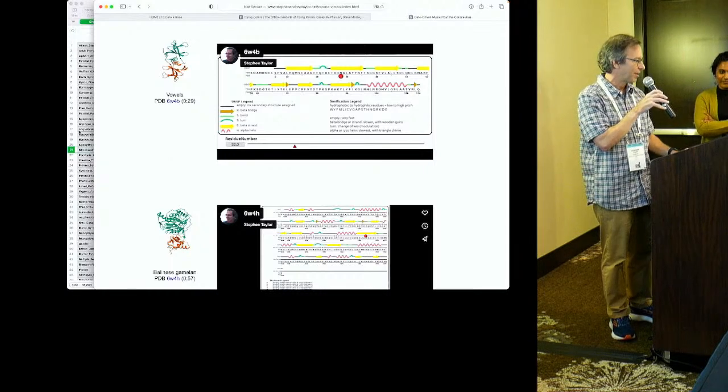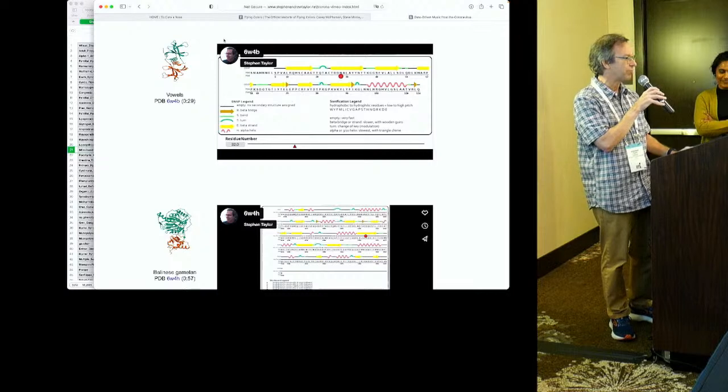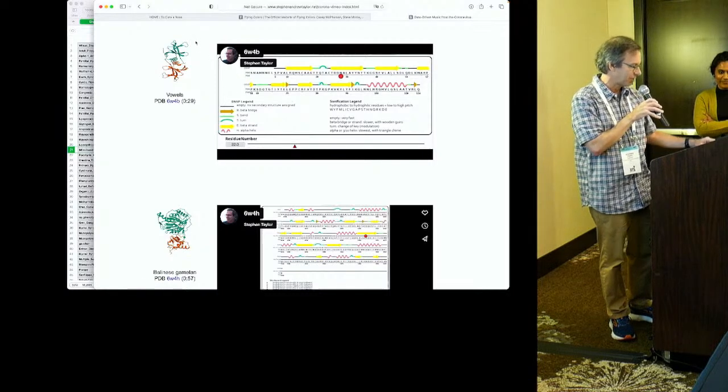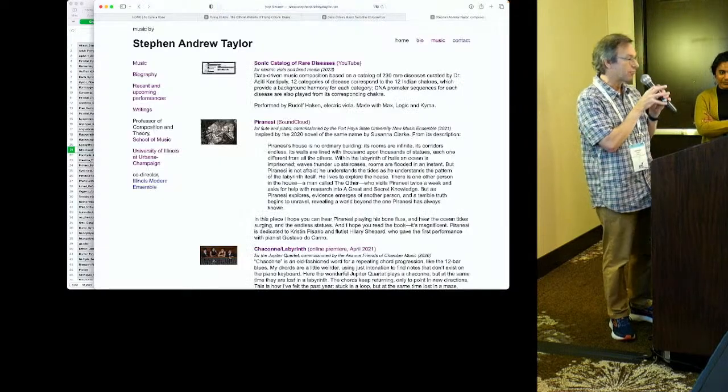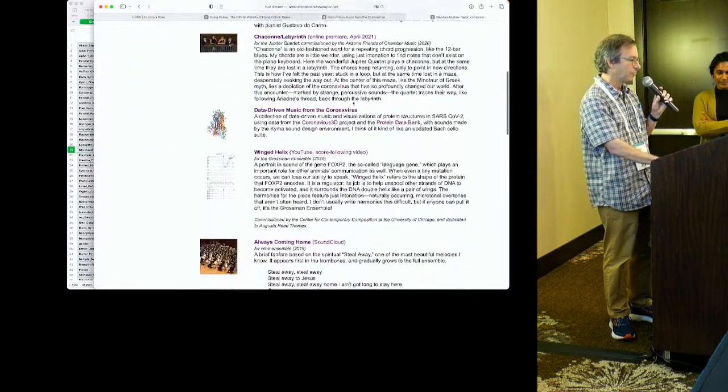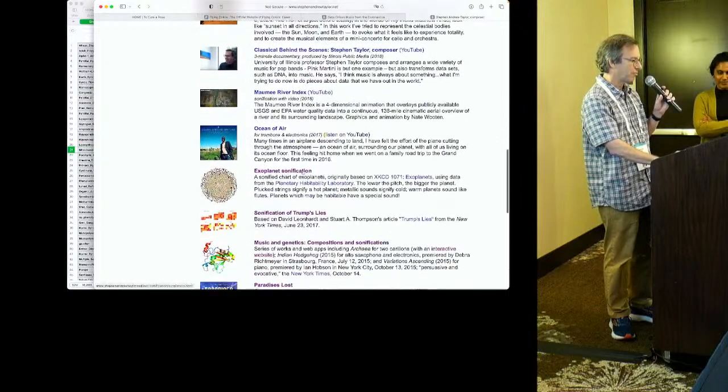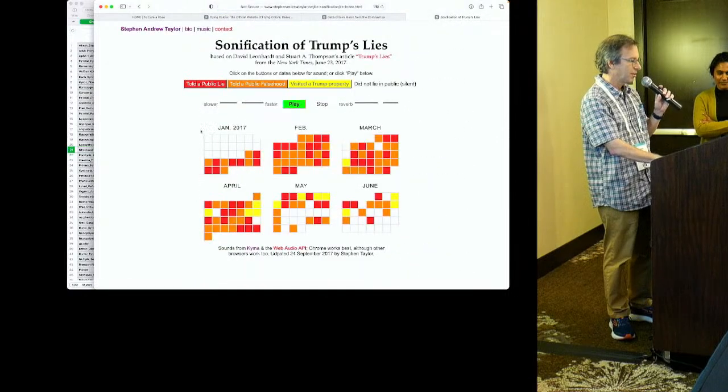So that's that. One problem that you quickly encounter with this stuff is the problem of scale. In other words, a lot of these things are very long. One of my favorite examples for this was a sonification I did several years ago of Trump's lies.